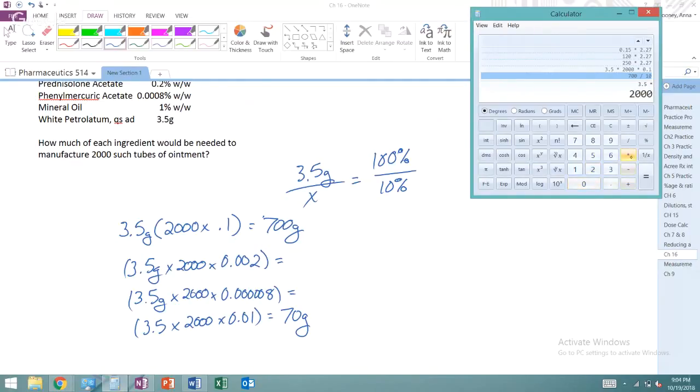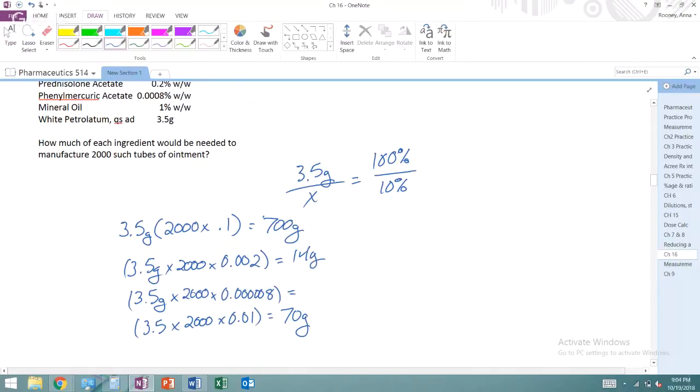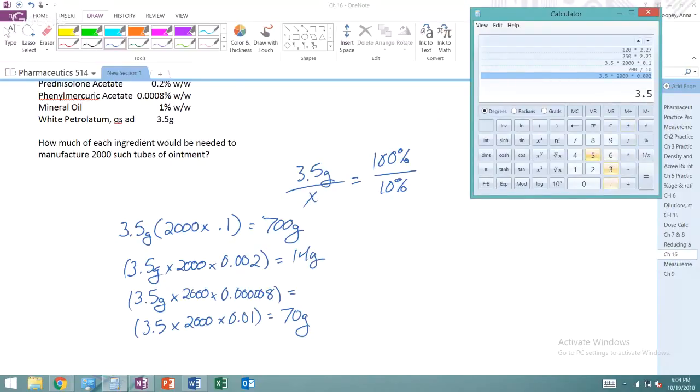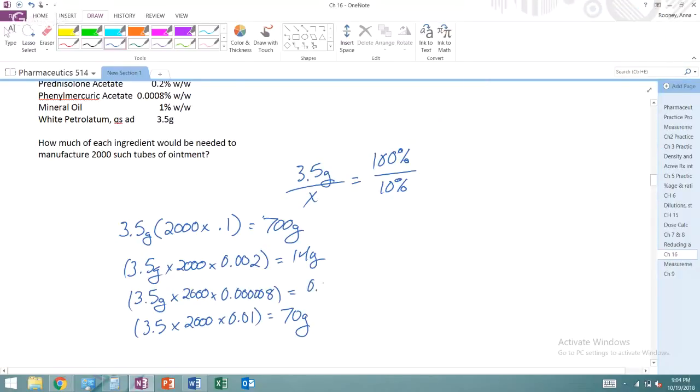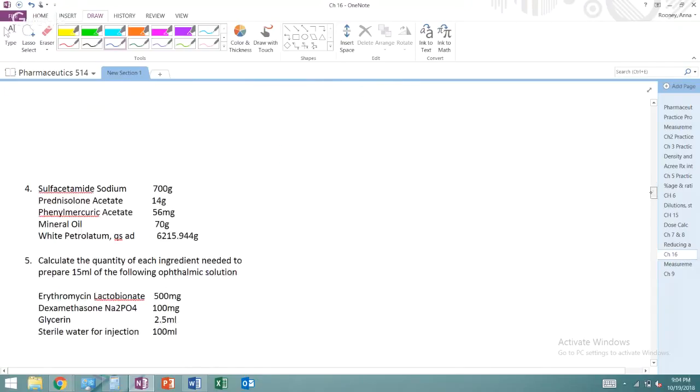So, all right, and then we take 3.5 times 2,000 times 0.002. That's 14. And then this last one is 3.5 times 2,000 times 0.000008. Let me find what that is. 0.056 grams, which is the same as 56 milligrams. Okay, so we found 700, 14, 56, 70.